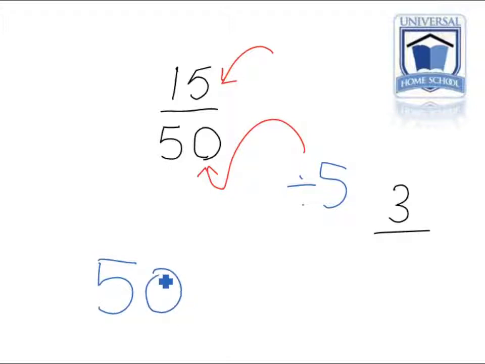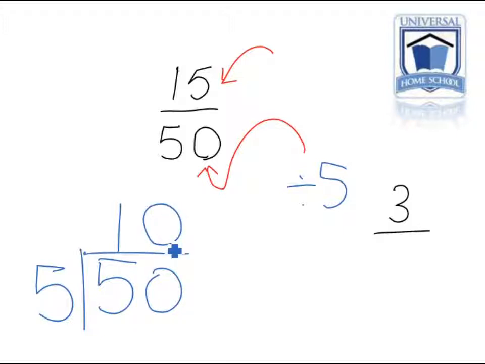So let's do the division question, just a quick short division. 50 divided by 5 equals 10. Okay, 10 times 5 is 50, so there are 10 5s in 50. Now the denominator would be 10. So there we go. 3 over 10 is 15 over 50 in its simplest form.